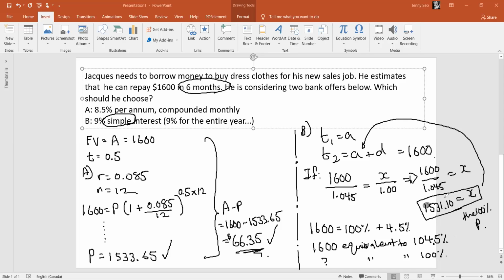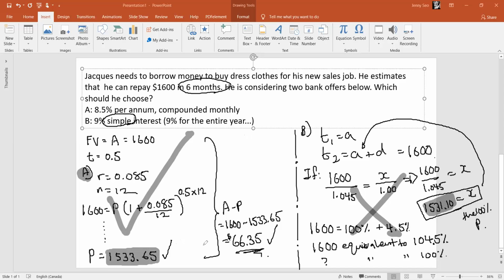So compare. The bank lends me 1531 versus the bank lends me 1533, and by the end of it, I have to pay either bank $1,600. So which one is better? It would be A, because they give me more money, but I have to pay back the same amount on both sides. So again, everyone, context is king. Okay?